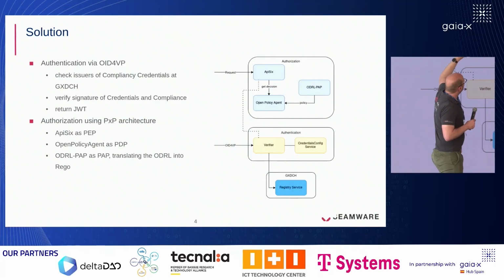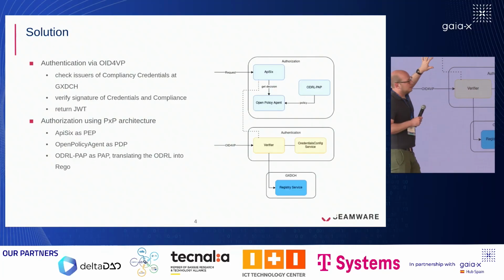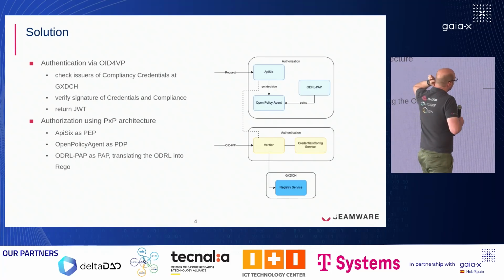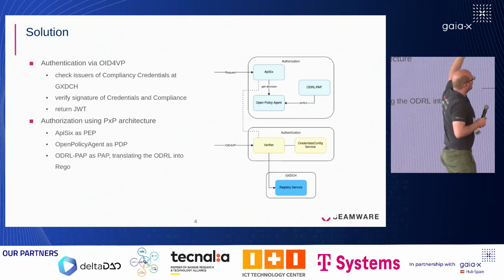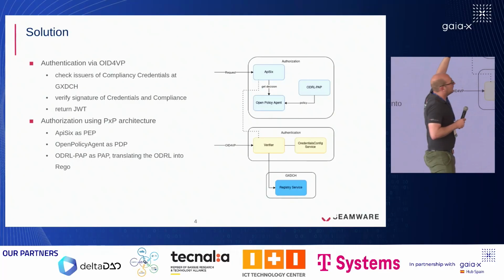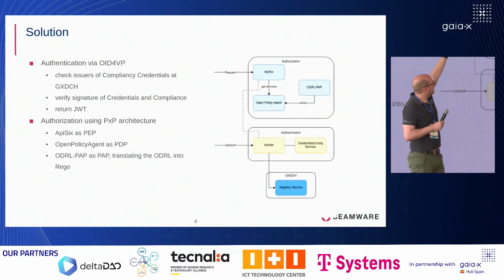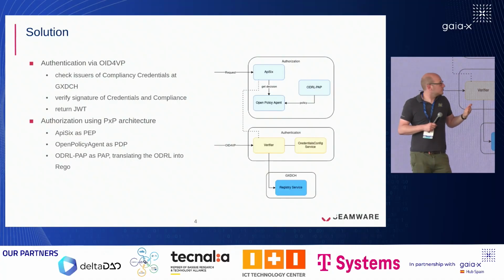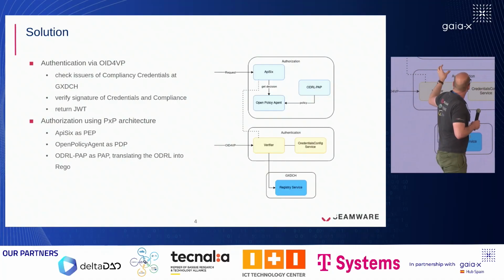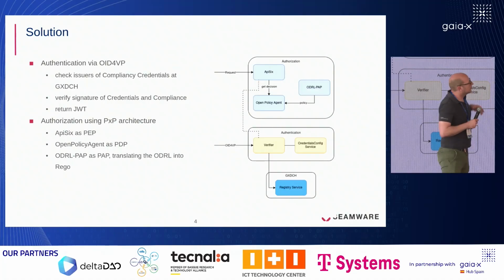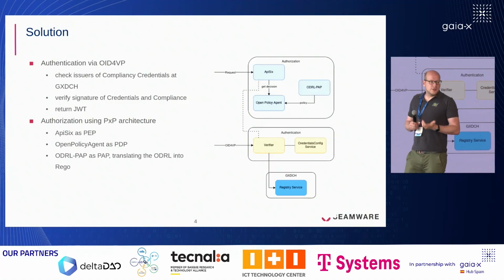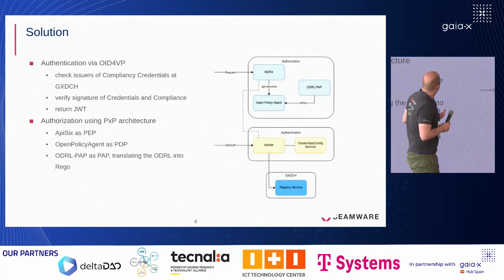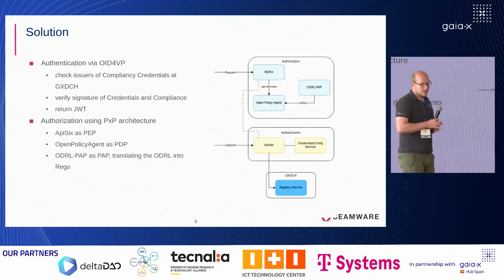And we have the authorization framework, which follows essentially the PEP/PDP architecture that we all know from policy decision and enforcement. The role of the policy enforcement point is taken by APISIX here as an API gateway, which requests the decision from the Open Policy Agent, which will be the policy decision point. And the policy decision point gets its policies from a component called ODRL PAP, which takes ODRL policies and translates them into Rego, which can be evaluated by the Open Policy Agent.